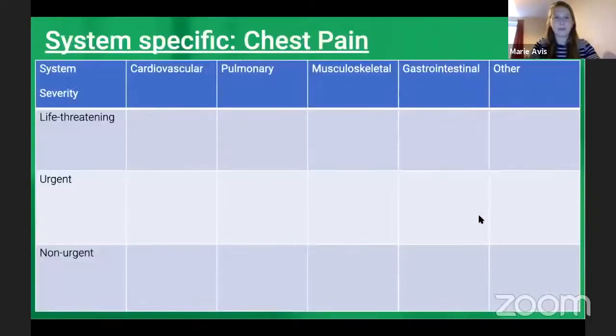So I've used the system-specific method to give you an example because I found it easiest. But if you want to use the surgical sieve, then that's more than fine, and it'll be a similar run through. So using this table, I want you to try and think up as many differential diagnoses as you can for chest pain and write them down in this chart or just on some piece of paper. So if you want to pause the video now, you can think up as many as you can, and then we'll run through some of them.